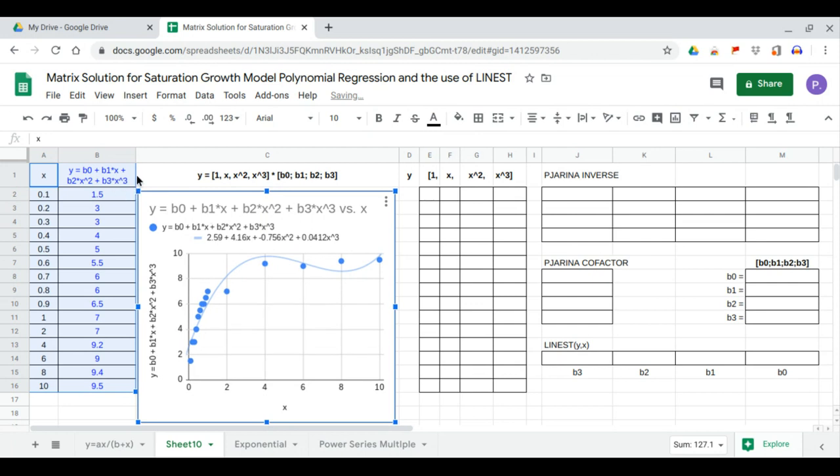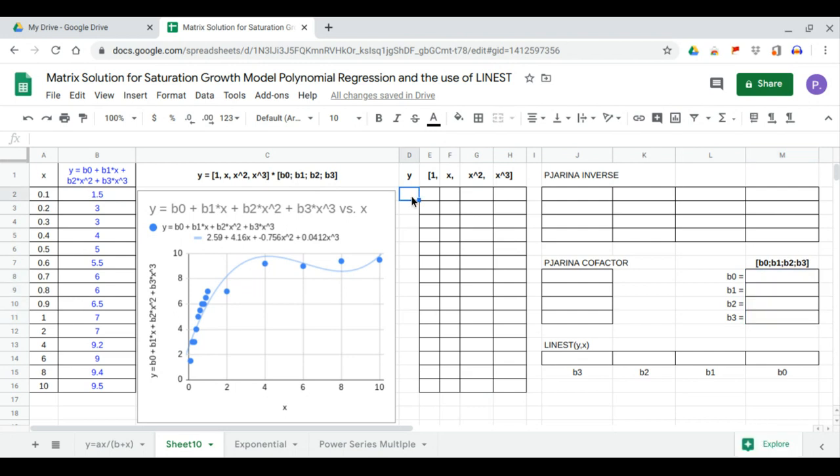We begin with the equation, which is y equals b0 plus b1x plus b2x squared plus b3x cubed. We factor out into the matrix form the coefficients and the x values. So we have the first matrix 1, x, x squared, x cubed, which is this matrix, multiplied by b0; b1; b2; b3, which is this matrix. We're going to derive this matrix.